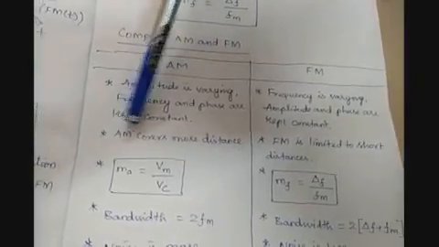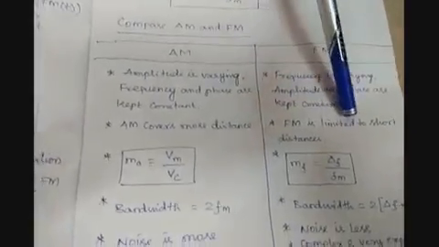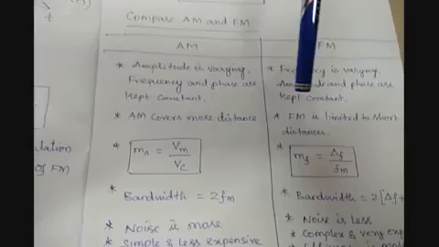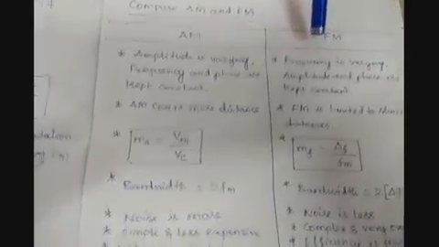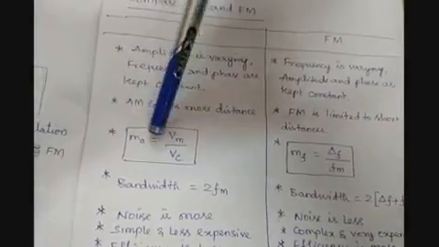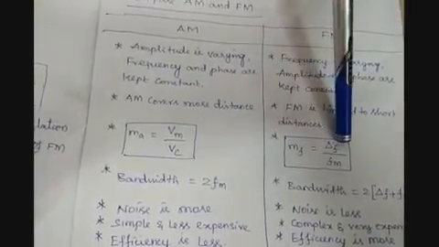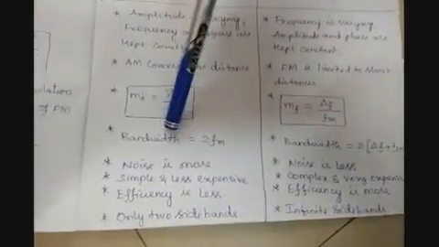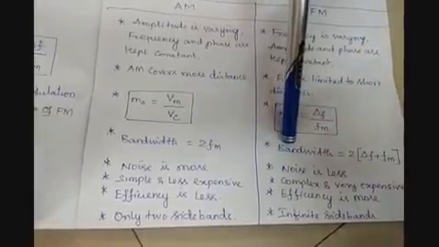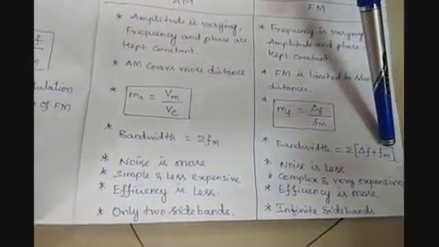Next point, AM covers more distance. So generally AM covers more distance. FM is limited to the shorter distance. Generally in FM radio also you might have observed FM covers only the shorter distance. And modulation index, just now we discussed for AM, that is ma equal to Vm by Vc, and for FM, mf equal to del f by fm. Bandwidth we discussed, bandwidth equal to 2fm for AM. For FM, bandwidth equal to 2 into del f plus fm.